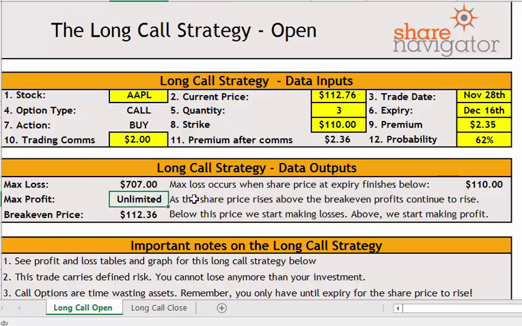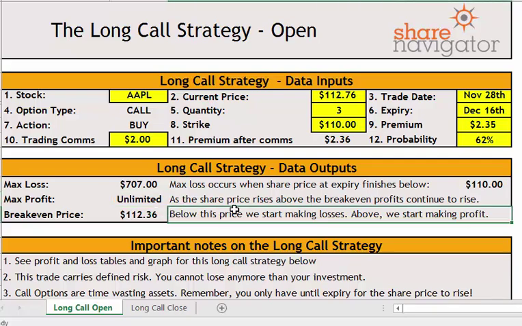But our max profit is classified as being unlimited. The reason for that is as the share price continues to rise, so do our profits. We're going to do a profit and loss table in a moment, and you're going to see that. And our break-even price is 112.36. In other words, the share price must trade above that point in order for us to start making a profit.